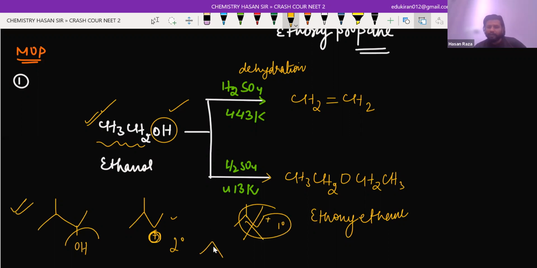But if you are going to move on the left hand side, there will be a positive charge and it is 3 degree, so it is more stable. So this will be the intermediate for the major product. Are you getting my point?